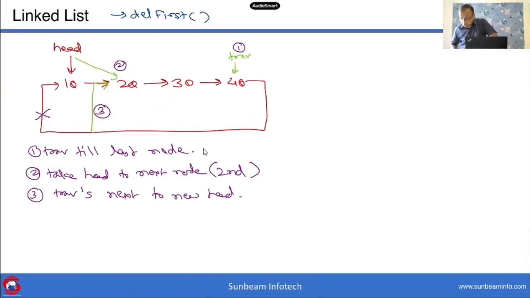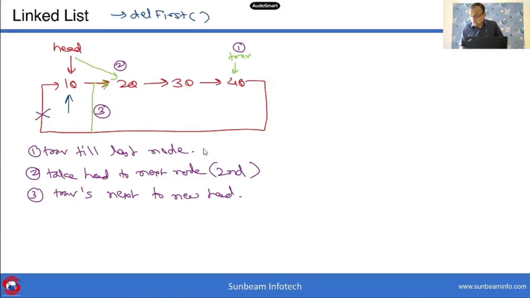Let me repeat this part once again, no problem, and then we'll look for the special cases. I'm going ahead, repeating this once again. So traverse till last node, you take some pointer, let's say this is a pointer. So you started with trav is equal to head.